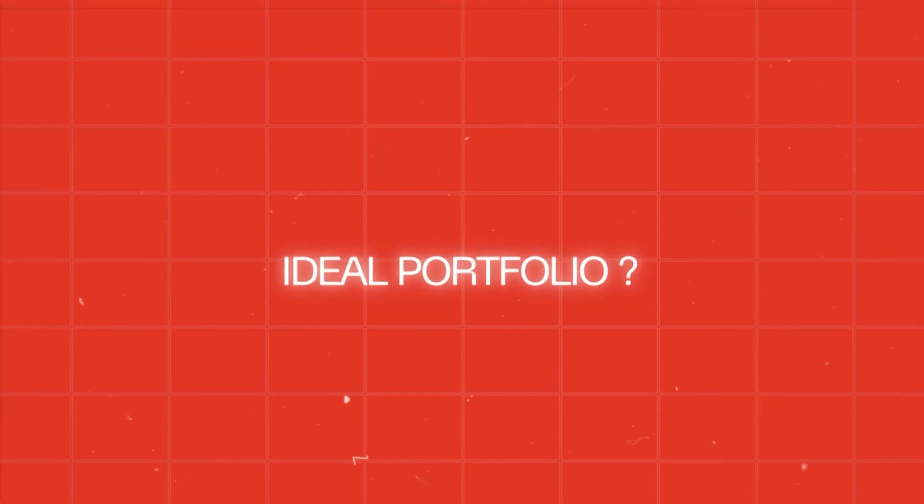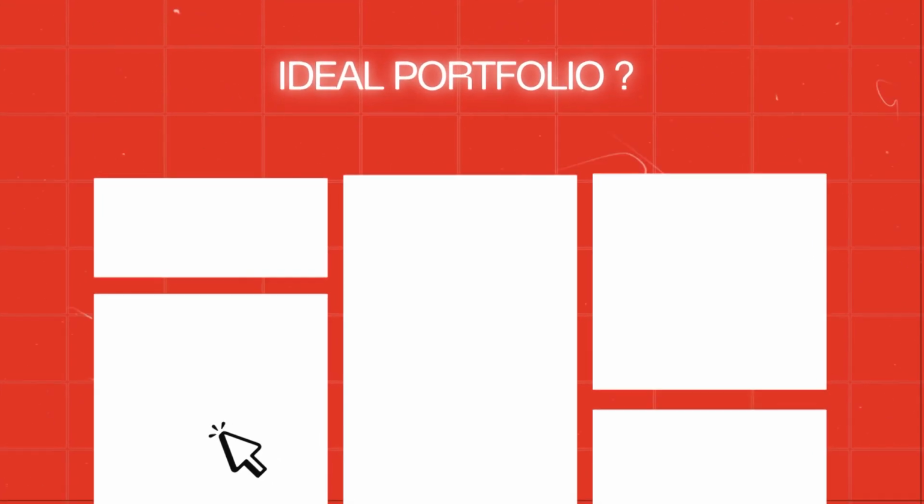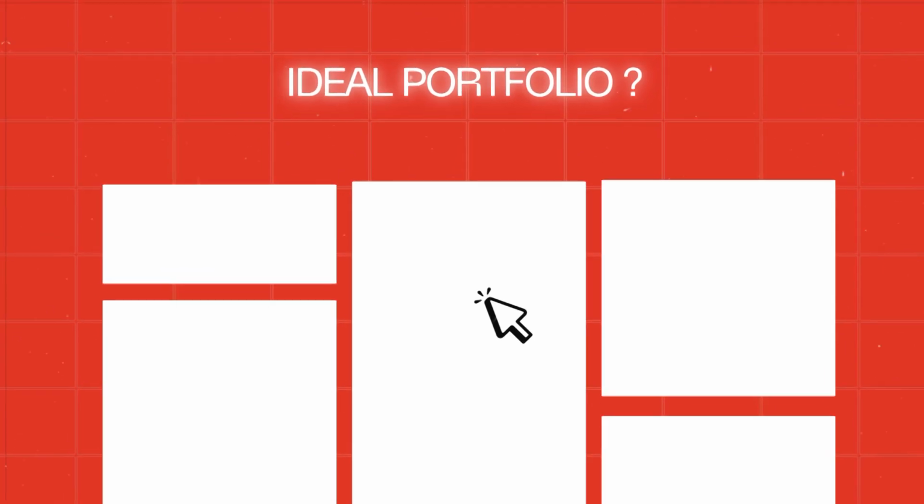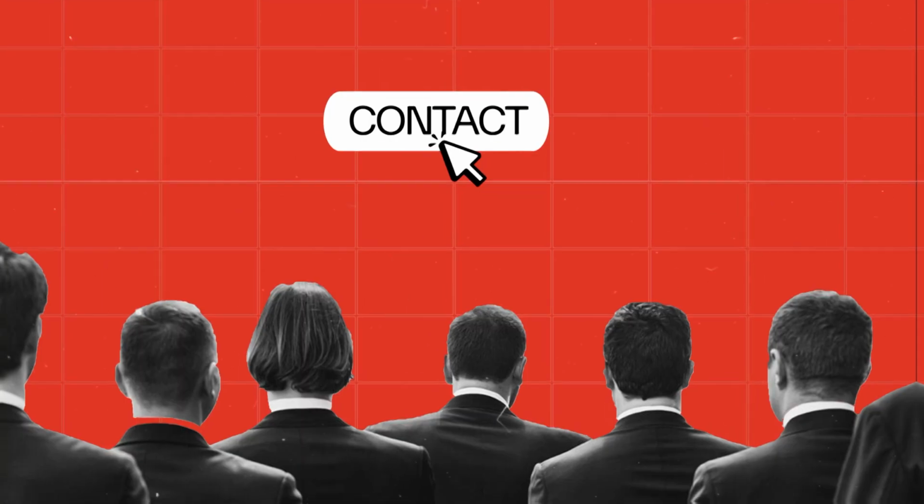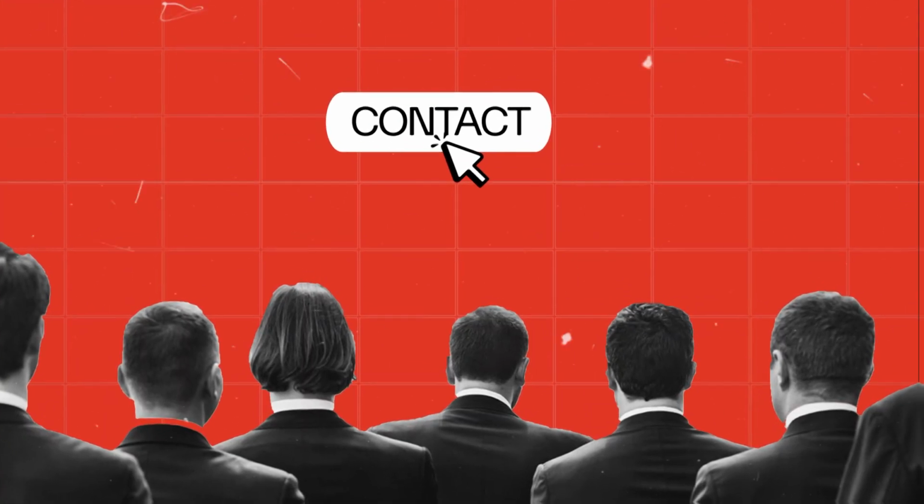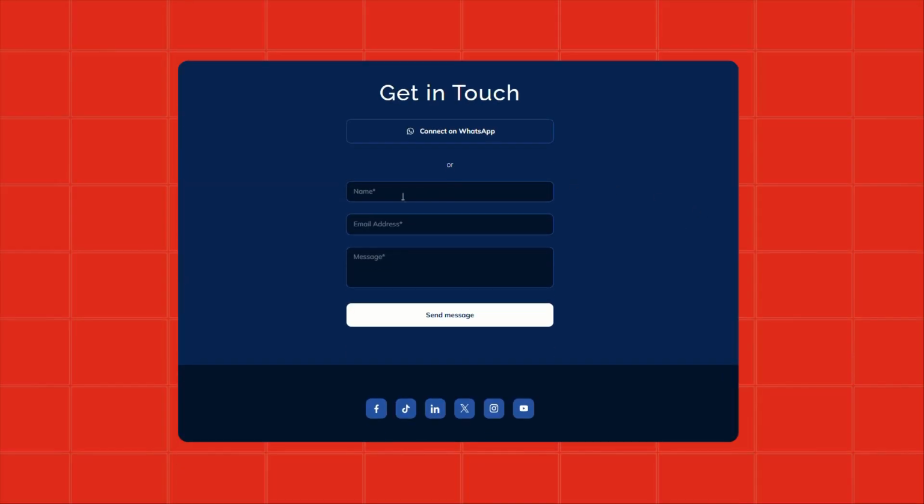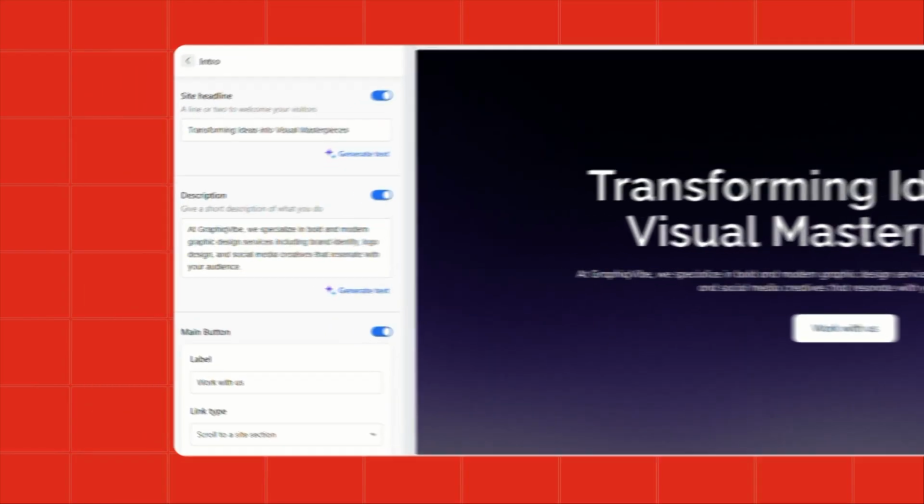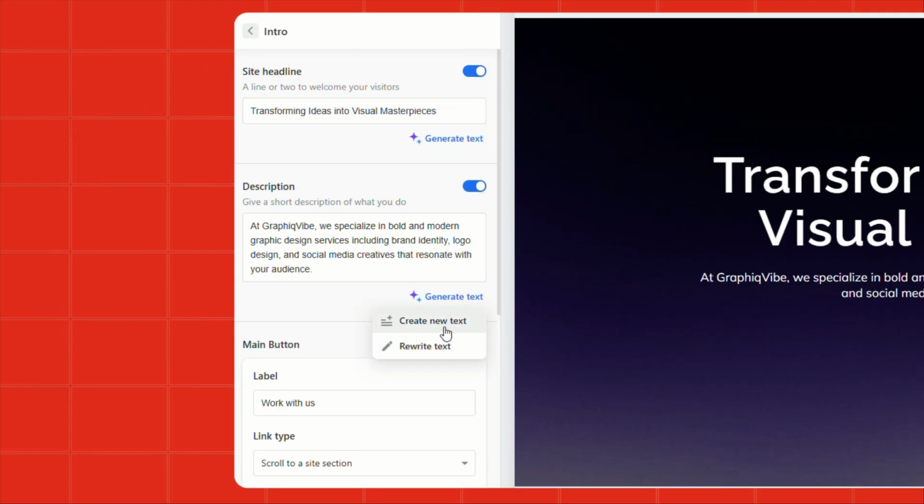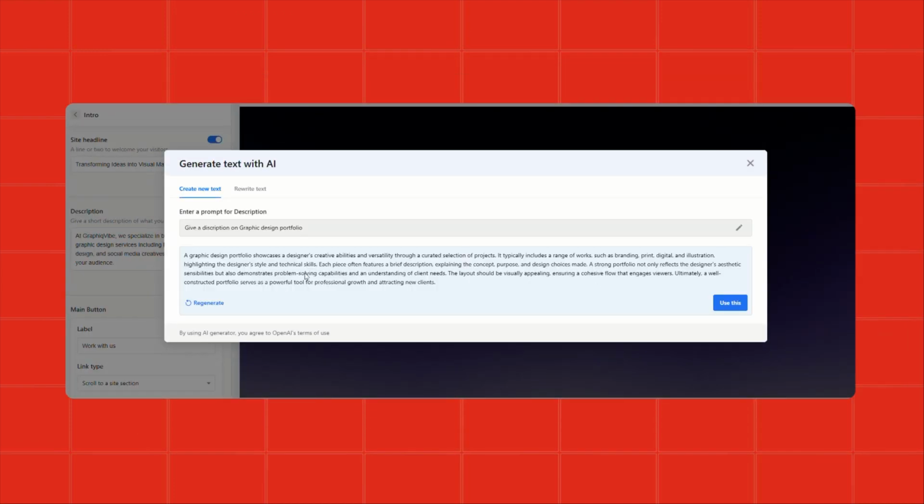A quick tip on how to make an ideal portfolio. Showcase your best work in a clean and professional way, and also make it easy for clients to contact you with emails or numbers. Neospace links are so easy that the contact form, social links, and WhatsApp integration make it easy for clients to reach you instantly. And also the AI generate tool helps with text and content, so it sounds professional.